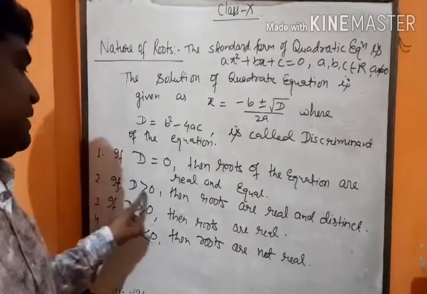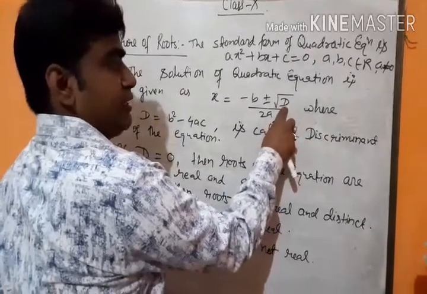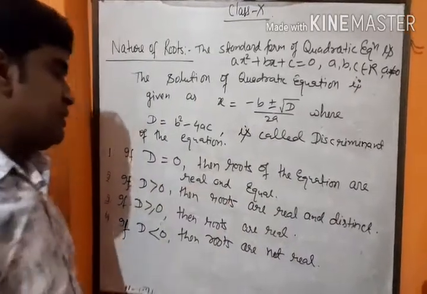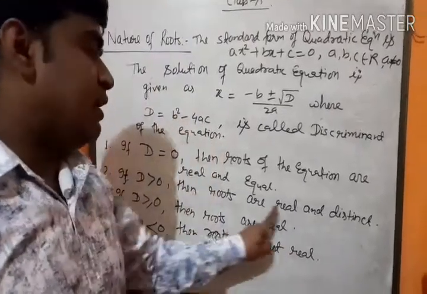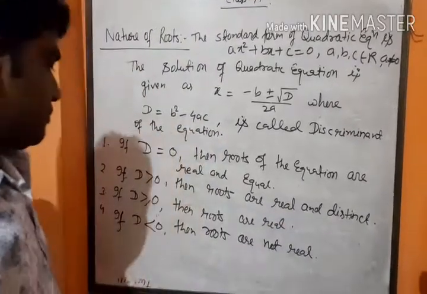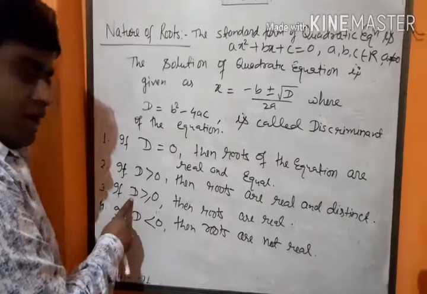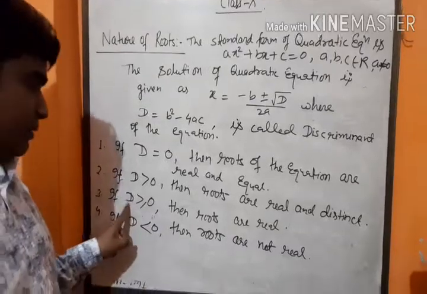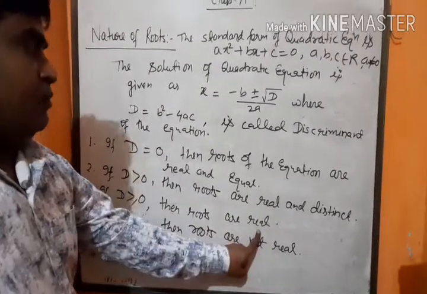Now if D > 0, it means if its value is positive, greater than 0 means positive, then in such a condition the roots are real and distinct. It means both roots are real and distinct. If D ≥ 0, it means either the value of D is 0 or more than 0, that is, the value of D is positive or 0, then the roots are real.